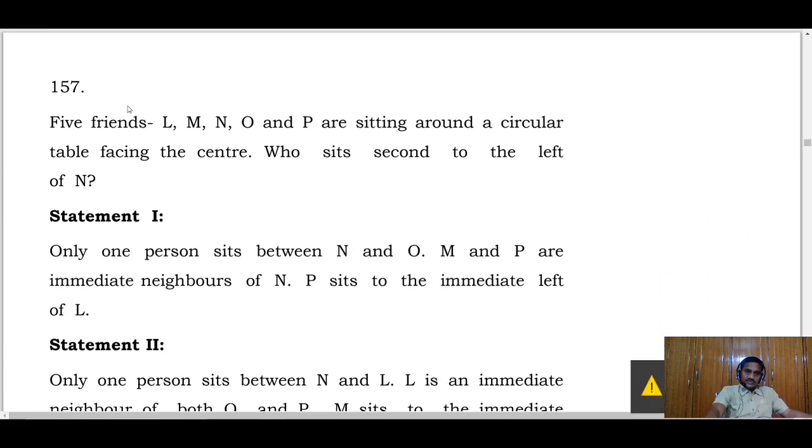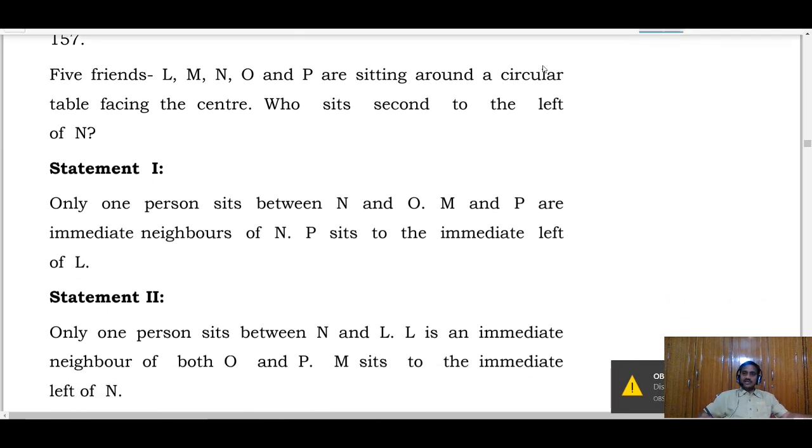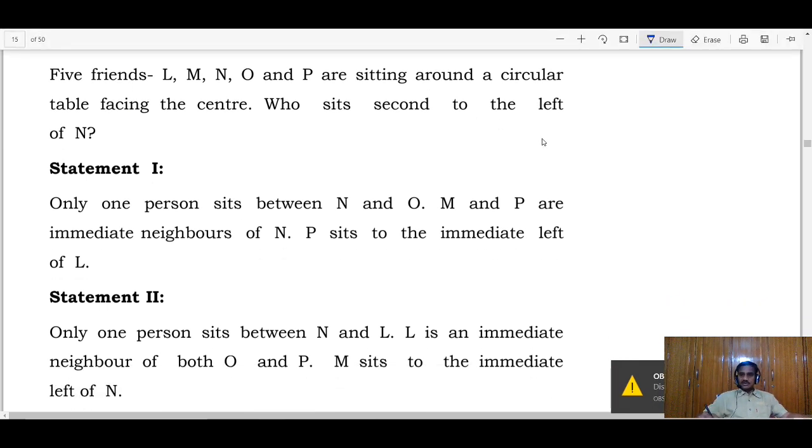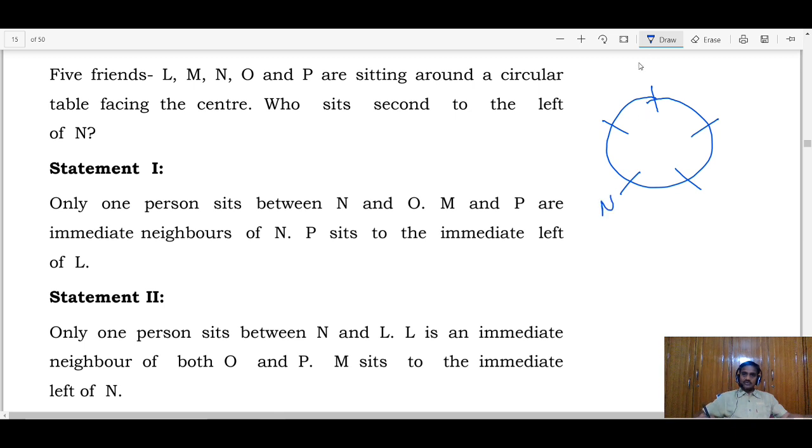Then 157. Now in this, 5 friends L, M, N, O and P are sitting around a circular table facing the center. How many persons are there? 5 persons. 1, 2, 3, 4, 5 are the 5 persons. They are seated around a circular table facing the center. And who sits second to the left of N? N is second left around the center. 1 person between N and O. N is here, O will be here. N or O can be here.